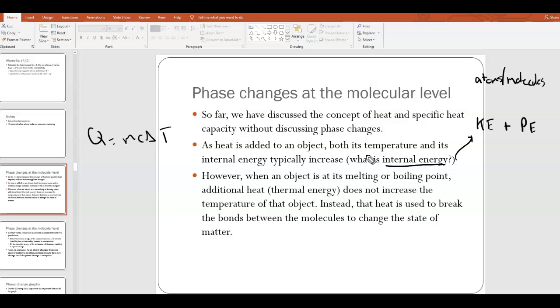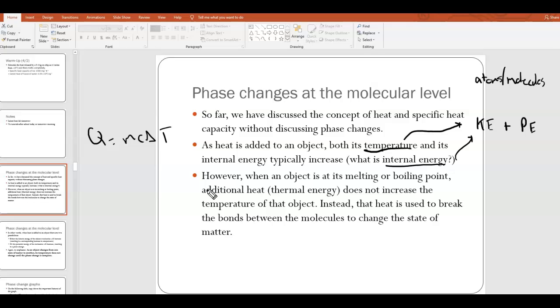Now, we also talked about temperature, and how temperature is a measure of the average kinetic energy of the atoms or molecules making up an object. So in other words, internal energy is both of these things added together. Temperature only has to do with this piece. Okay, so you might ask, what does the potential energy have to deal with? Well, that has to do with the state of matter and what we call a phase change.